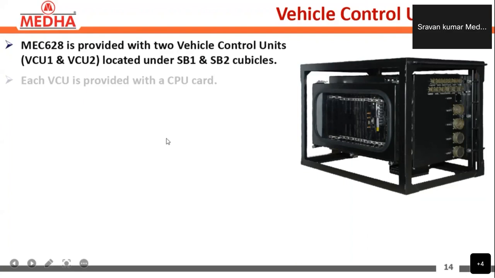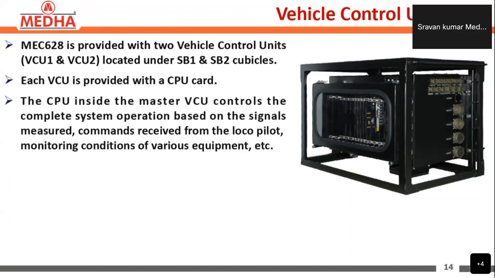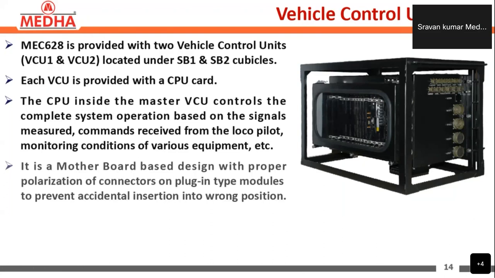And each VCU is provided with a CPU card. As we have discussed in the interconnection diagram, the CC card here is a CPU card. The CPU inside the master VCU controls the complete system and operations based on the signals measured, commands received from the loco pilot, and monitoring conditions of the various equipment. So this is the function of the CPU card in the vehicle control unit.